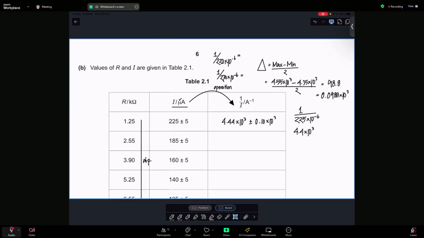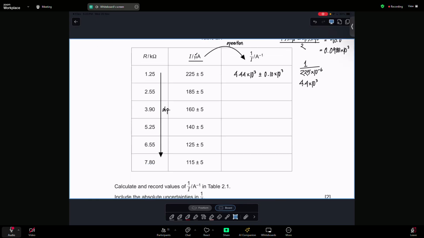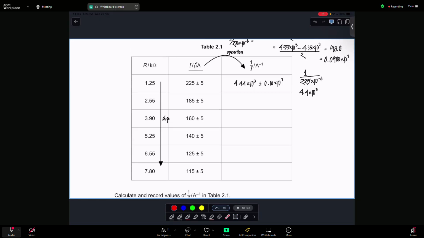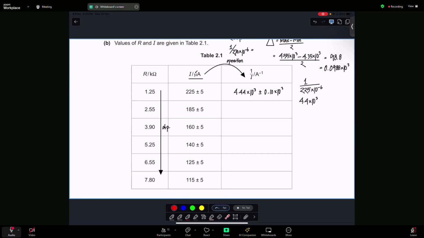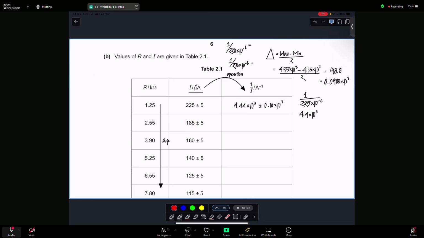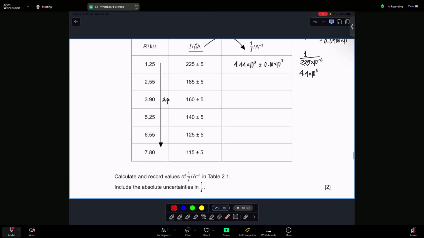And you have to do the same for all of them. And it's only 2 marks. Okay, so what are you going to do for the next one? You're going to first find 1 by this value, and then you're going to find 1 by 190 and 1 by 180. Put them here, find their difference, divide by 2, find their uncertainty, and then do that. And you're supposed to do the same for all of them.